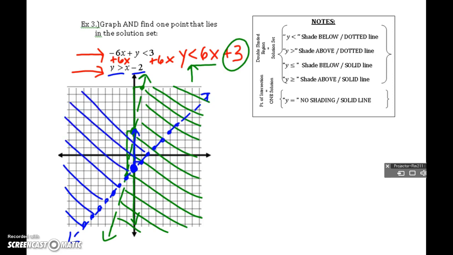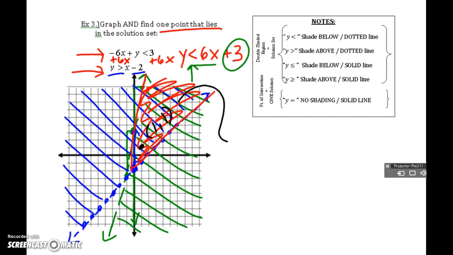Now again, I can only have a solution set that includes both green and blue. So if I find my portion that has both, it's actually just right here. And I need to find one point that lies in the solution set. Again, you can choose whatever you want. I'm going to choose an easy one. That's 1, 1.